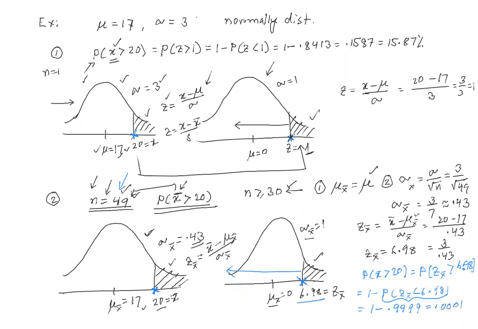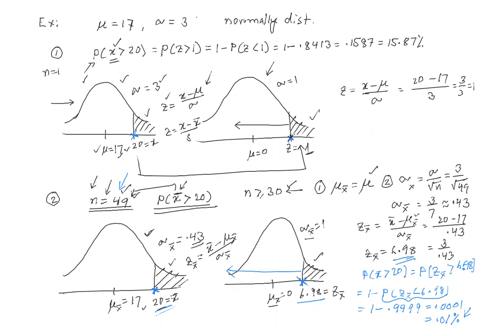0.0001, or there is less than 0.01% chance that the average of 49 students would be more than 20 hours. By the way, if you multiply it by 100, you get 0.01, so that's the percentage: 0.01% or less. In reality it is probably even less than that, because the table doesn't even go to that point, 6.98. So that's what it is.